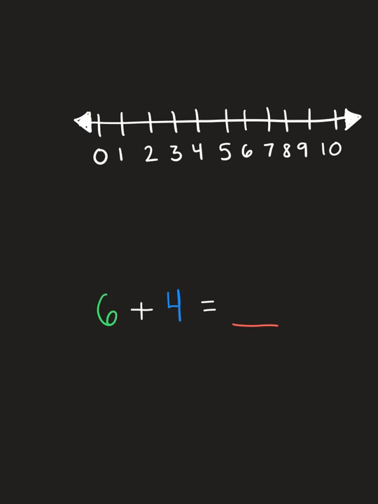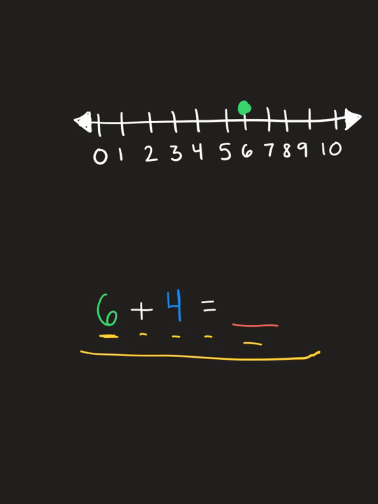Okay, let's try another one. My equation or number sentence reads 6 plus 4 equals blank. I know I'm going to begin with 6, so I will plot the number 6. That means make a circle on the number line for 6, your starting number. Then I see that I'm going to add 4, or 4 jumps.